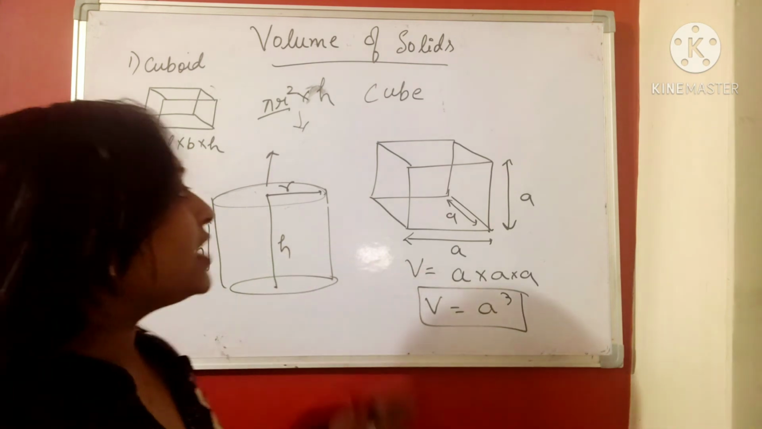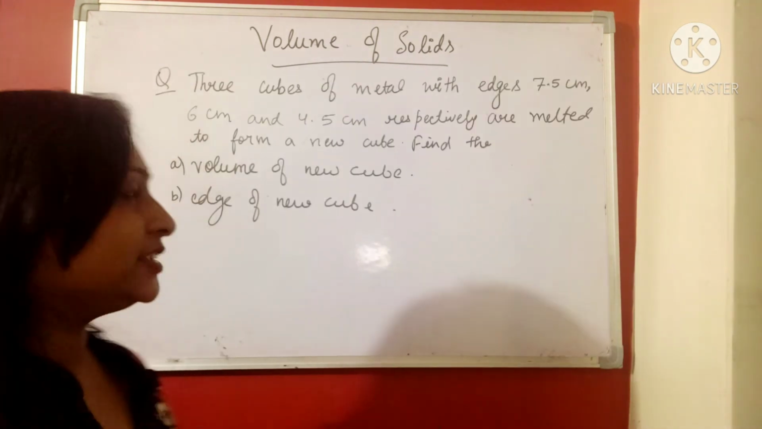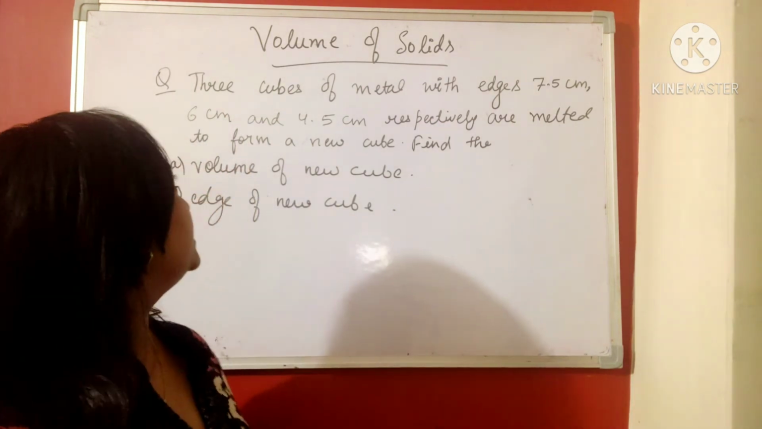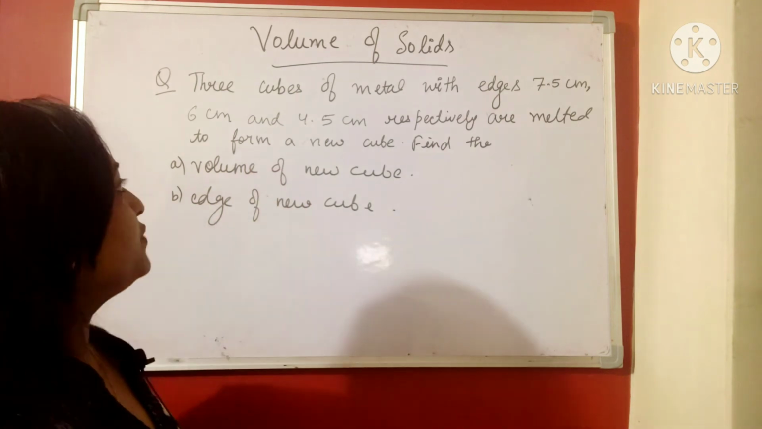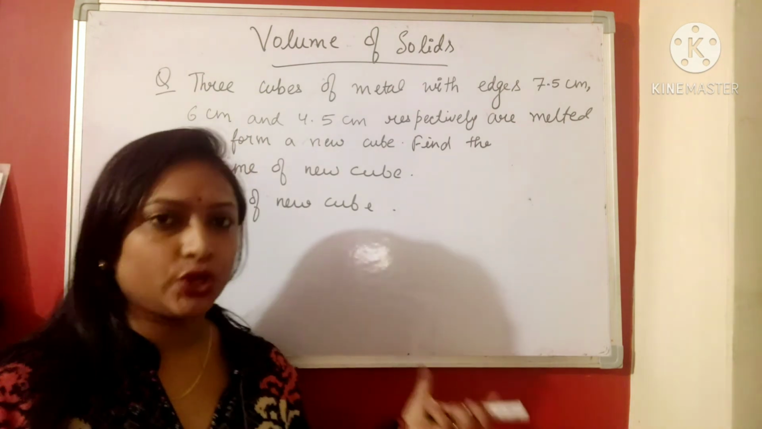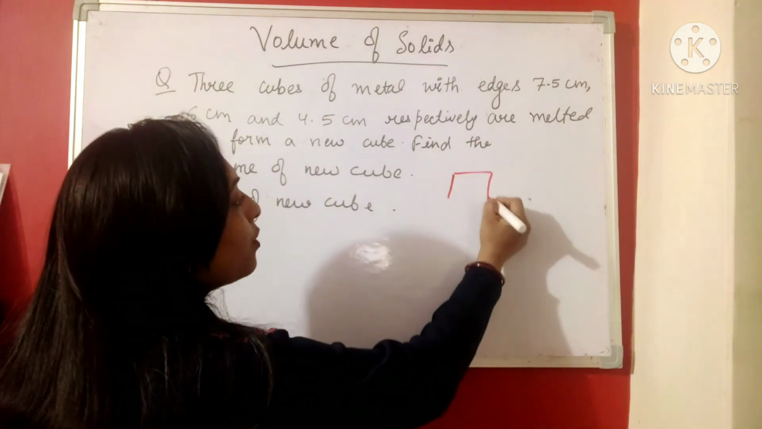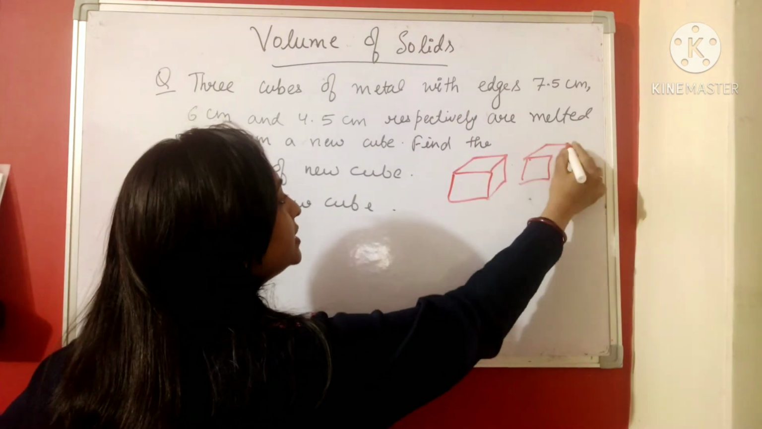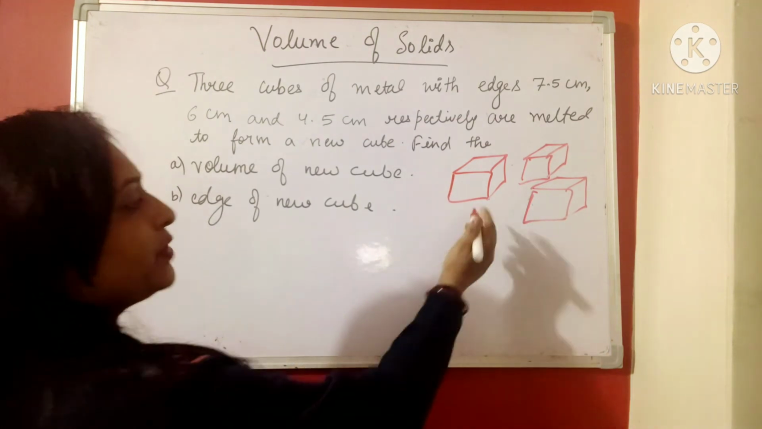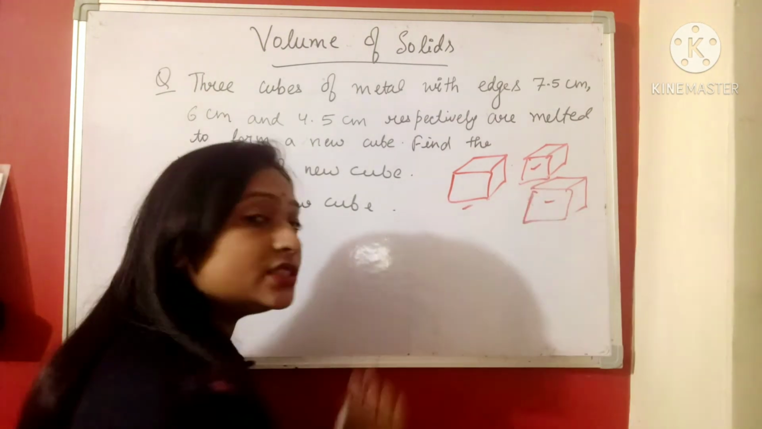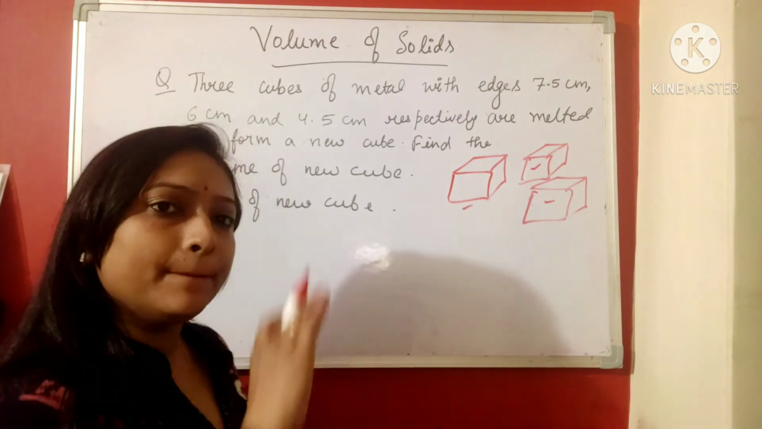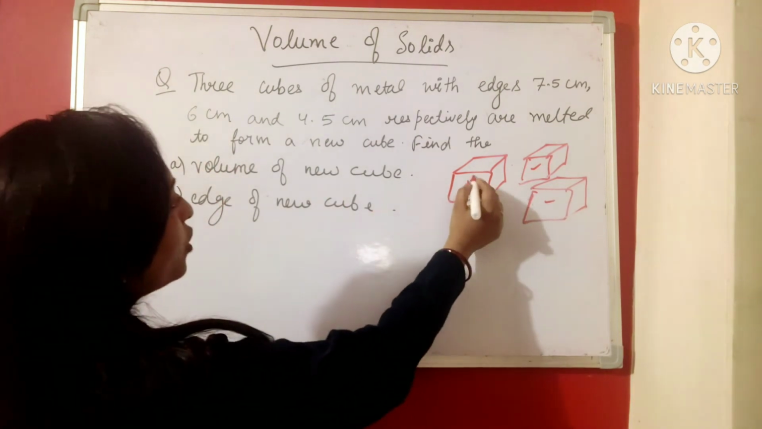Now let us understand a few questions based on these. This question says 3 cubes of metal with the edges 7.5 centimeter, 6 centimeter and 4.5 centimeter respectively are melted to form a new cube. That means there are 3 small cubes which are melted, and one bigger cube is formed, right? So what we have to do, we have to find out the volume of each cube, add them together, and then find the answer for the bigger cube.